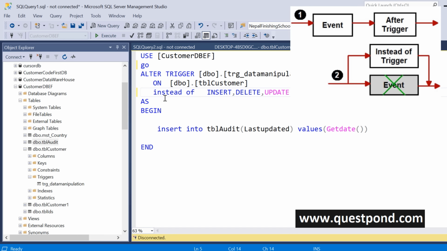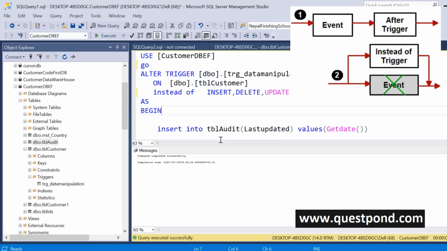Instead of trigger fires instead of insert, which means the insert, delete and update don't get executed, but instead of these DML statements, your logic gets executed. So for example, you can see here, I'm going to go and execute this. I have just changed the after trigger to instead of, right?